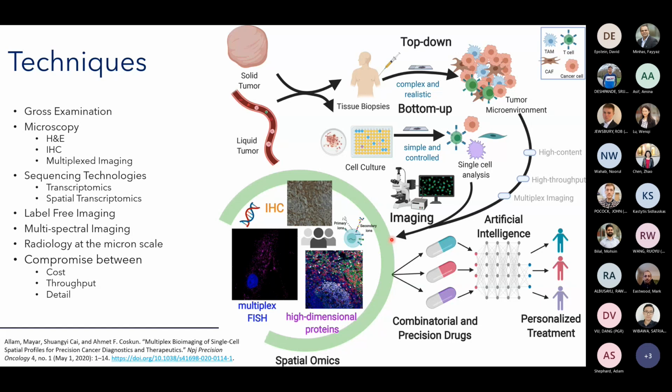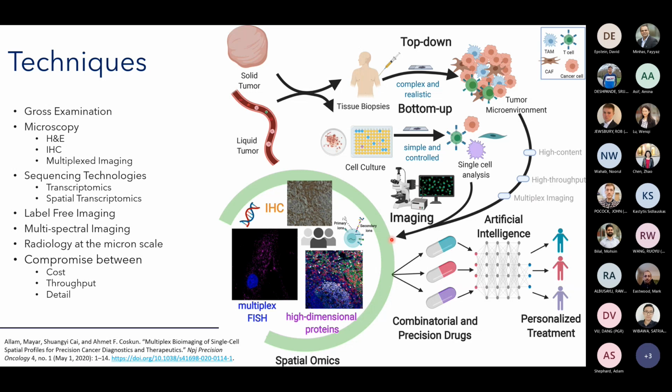We can use a variety of techniques. We can use gross examination, just look at the tissue. Can we see increased proliferation? If we do, is it caused by a certain gene? If we know that, then we can perhaps design a drug to stop that, right? That's the goal. We can also use microscopy.